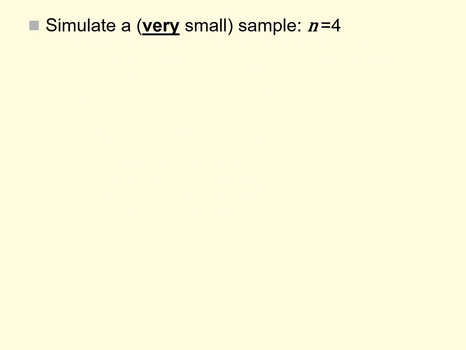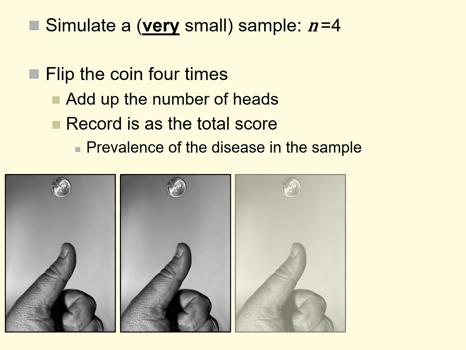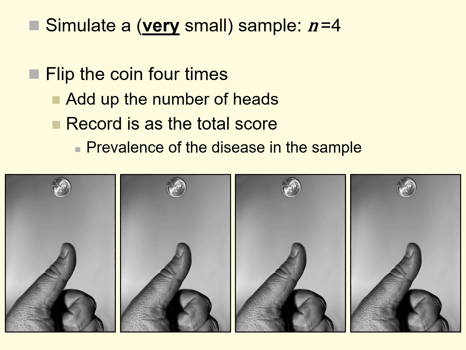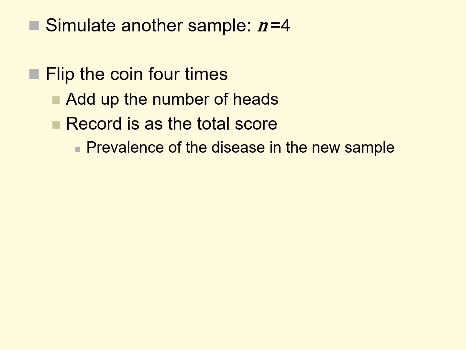So again, let's simulate a very small sample of just n equals 4. We're going to flip the coin 4 times. We're going to add up the number of heads and record this total score. This is the prevalence of the disease in our little sample of 4 people. Okay, now simulate another sample of sample size n equals 4. So flip the coin 4 more times. Add up the number of heads, record that total score, and that's the prevalence of the disease in your new sample.